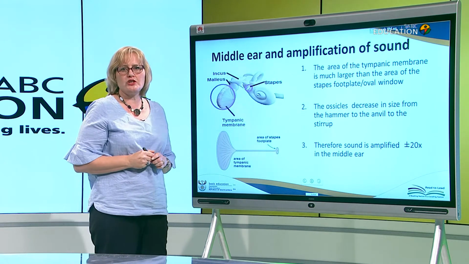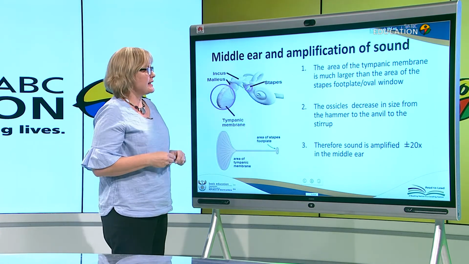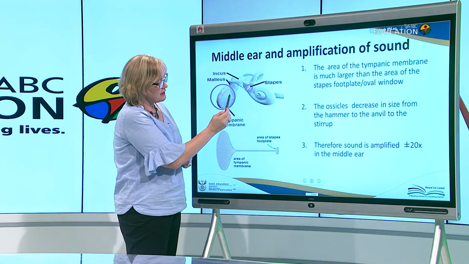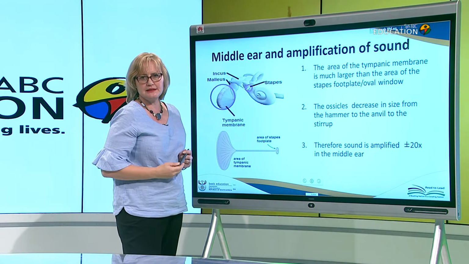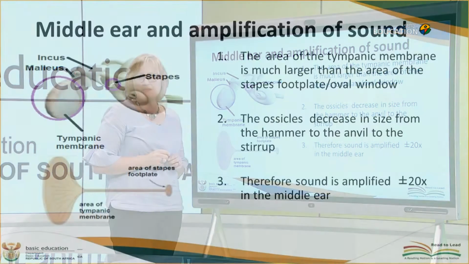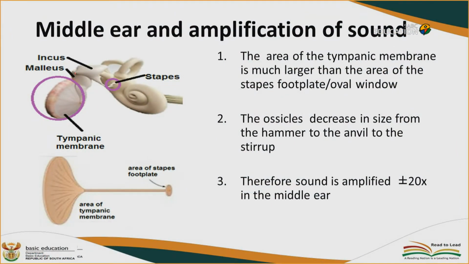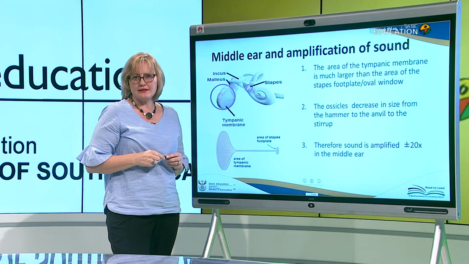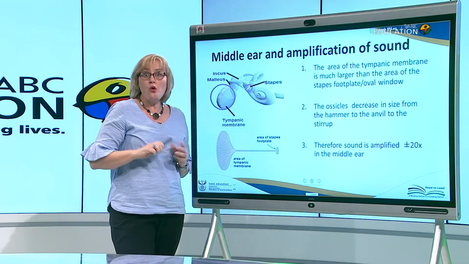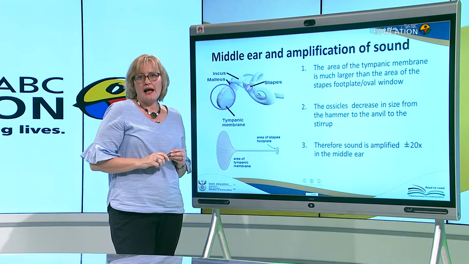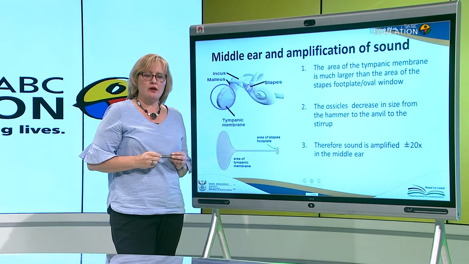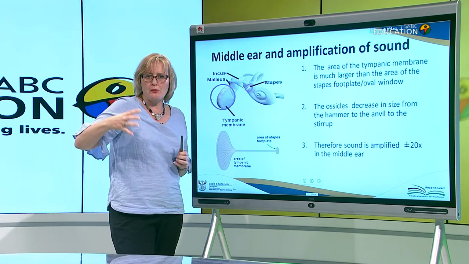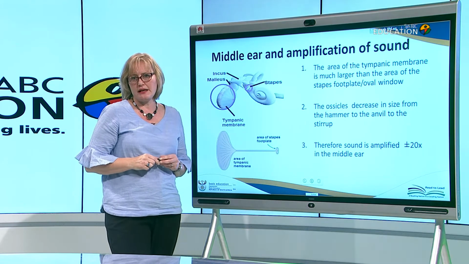The second way in which it amplifies the sound is that if you look at these ossicles, look how big the malleus is, look how big the incus is, look how small the stapes is. So it is ordered from big to small. And that also helps to amplify the sound, right? So those are the ways in which the ossicles amplify the sound. It actually amplifies it more than 20 times, so that the sound that reaches the oval window is 20 times more amplified or bigger than it was at the tympanic membrane.